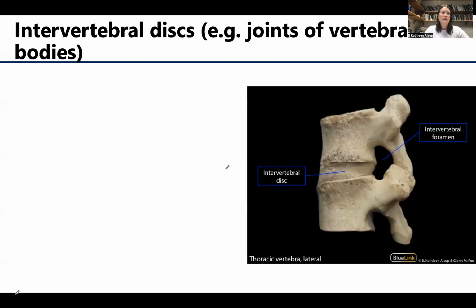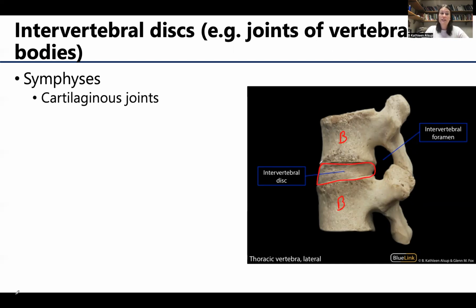All right, last but not least, let's talk about joints. There are many joints associated with the vertebral column, but we're really going to focus in on one type, which are the intervertebral discs. We mentioned these a little bit when we were talking about joint basics. So if we're looking here, here's a body, and in the middle, you're going to have this joint here, which is the intervertebral disc.